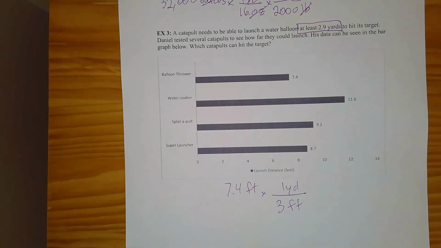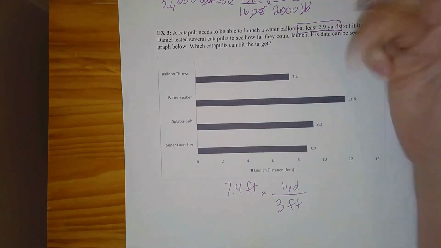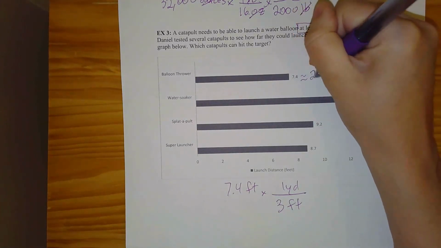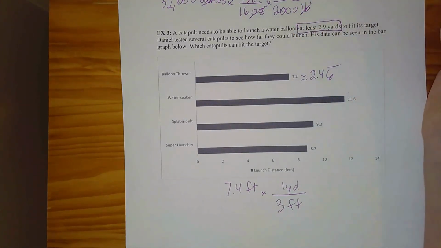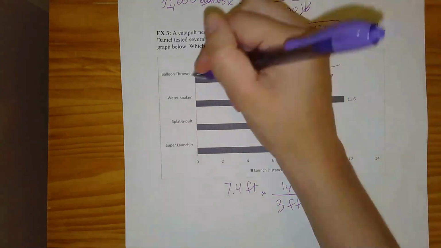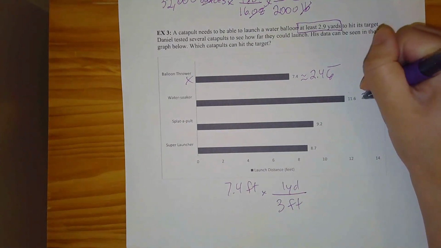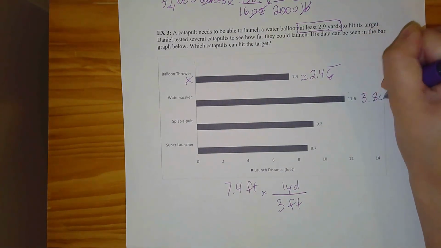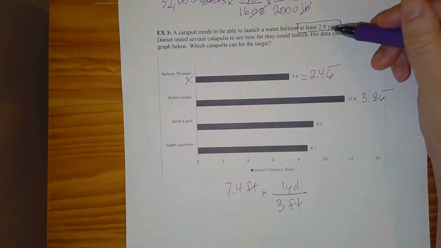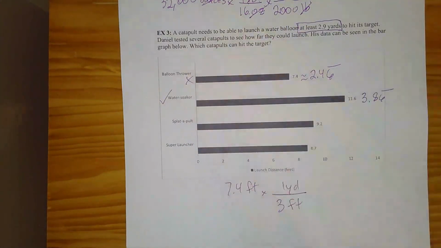So if you take 7.4 and divide by 3, this one is about 2.46. That's not going to hit the target. If you take 11.6 and divide by 3, you end up with about 3.86 with the 6 repeating. That's more than 2.9 yards. That one hits the target.